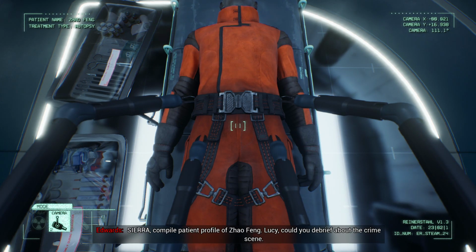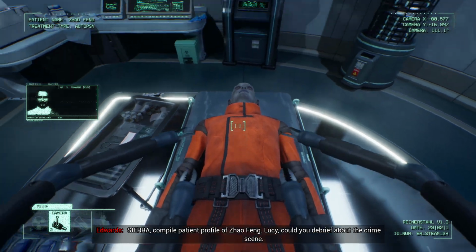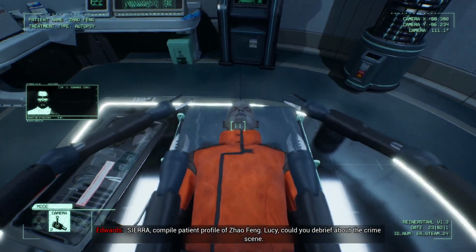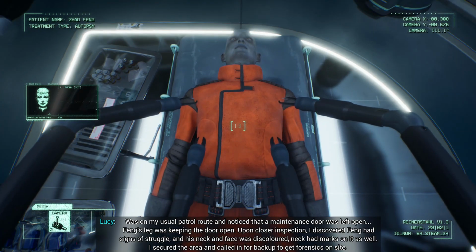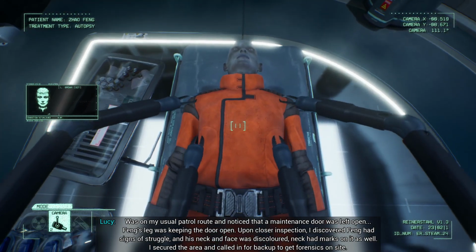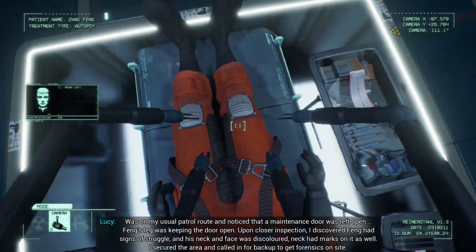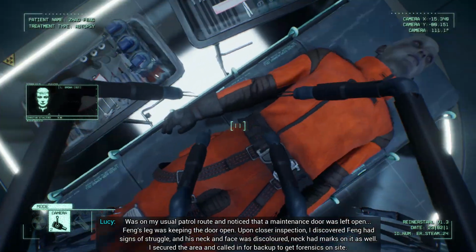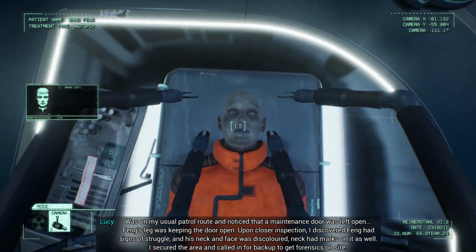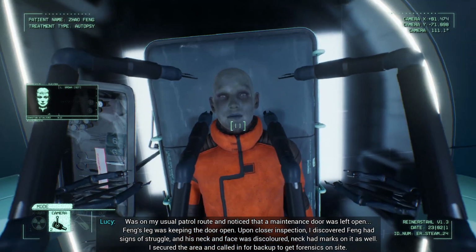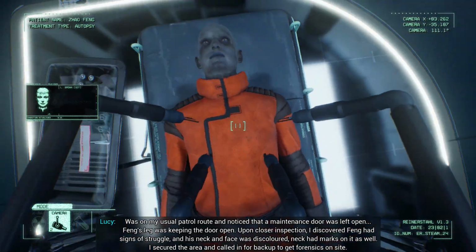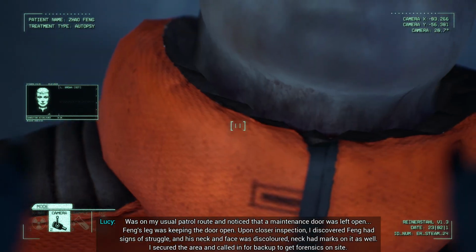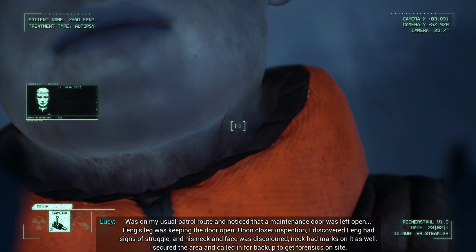Sierra, compile patient profile of Zhao Feng. Lucy, could you debrief about the crime scene? Was on my usual patrol route, and noticed that a maintenance door was left open. Feng's leg was keeping the door open. Upon closer inspection, I discovered Feng had signs of struggle, and his neck and face was discolored. Neck had marks on it as well. I secured the area and called in for backup to get forensics on site.